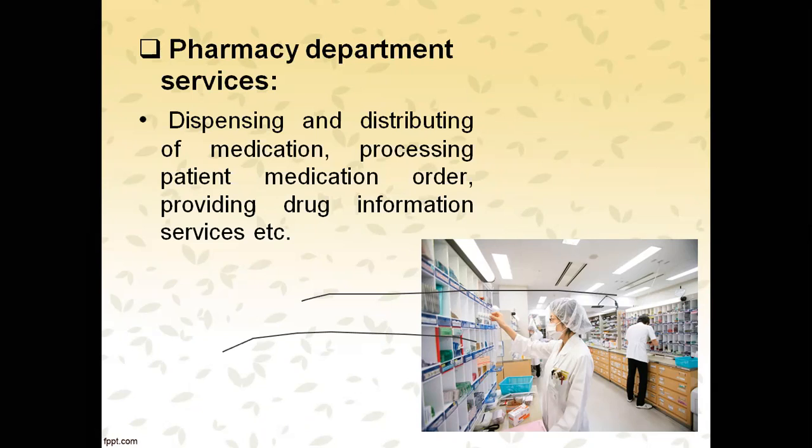So from the nursing station, they will be typing whatever drugs are needed by the patient, and from there it will be sent to the pharmacy. Okay, so according to the order, they will be preparing the medicine, and after that they will be sending the medicine to that specific ward for that specific patient. So the pharmacy department does all this dispensing and distributing of medicine to the different wards or units in a hospital.